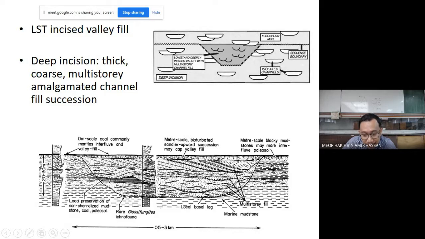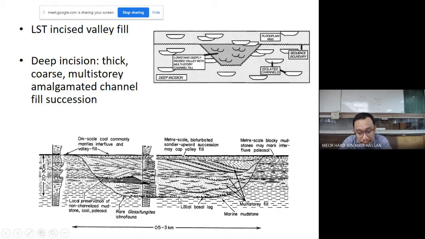Remember, this incised valley fill is younger compared to the side here. Tak sama umur ni, walaupun dia sama level. Although it is the same level, it is not the same age, this is much younger. It can even be significantly younger. Maybe it's 100,000 years or 1 million years. So be careful when trying to correlate.